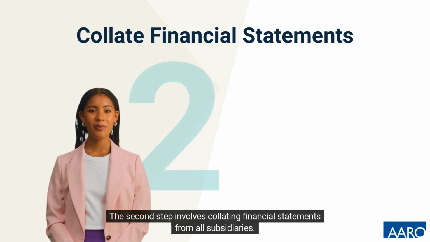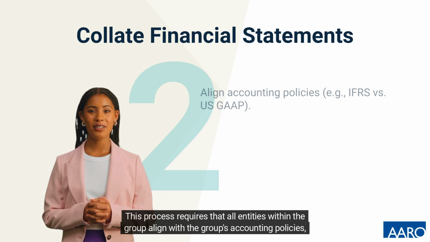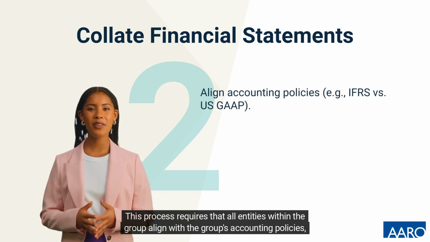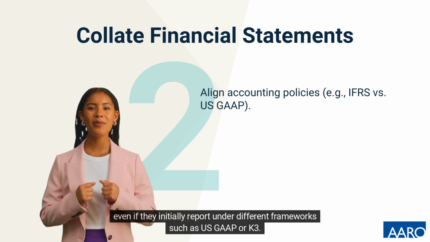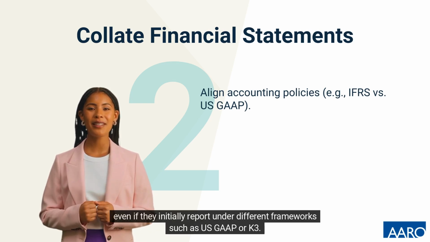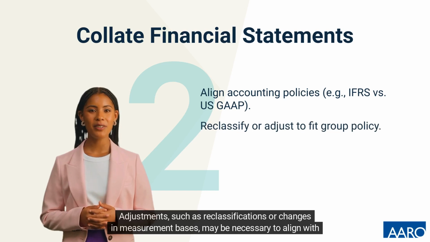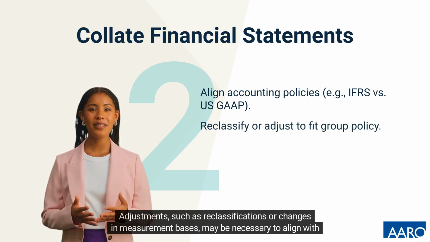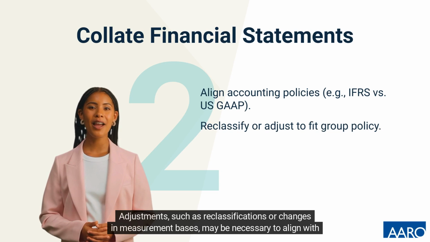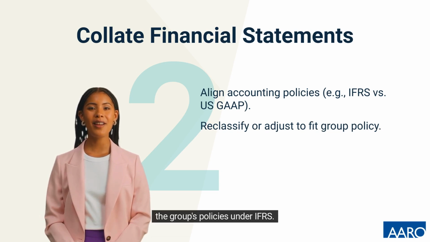The second step involves collating financial statements from all subsidiaries. This process requires that all entities within the group align with the group's accounting policies, even if they initially report under different frameworks, such as US GAAP or K3. Adjustments such as reclassifications or changes in measurement bases may be necessary to align with the group's policies under IFRS.